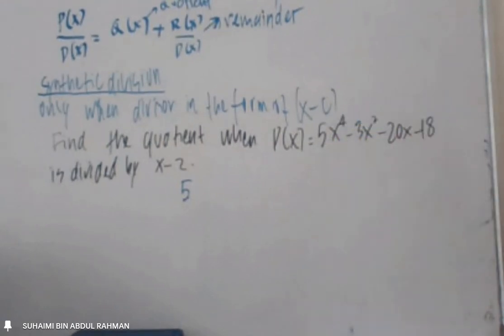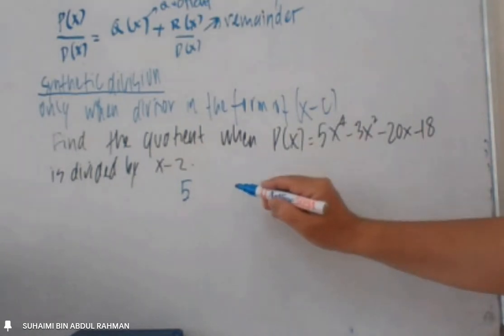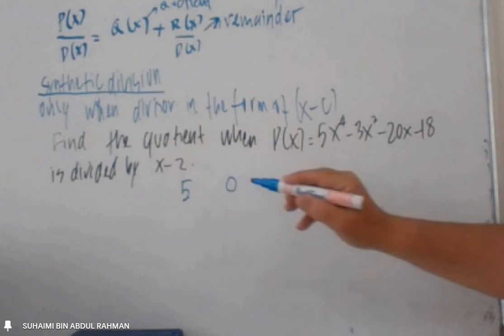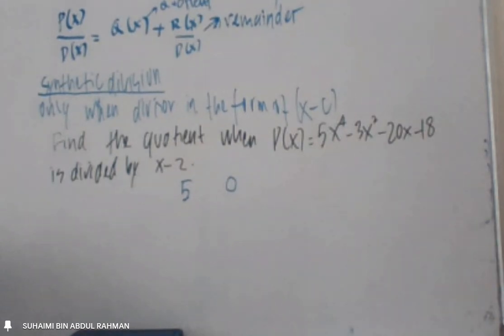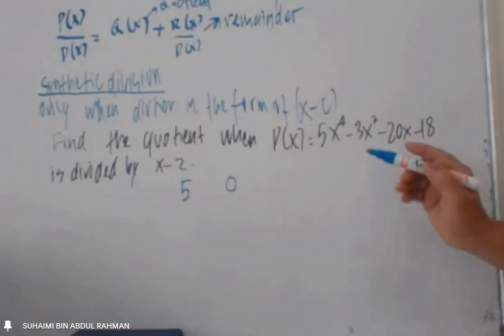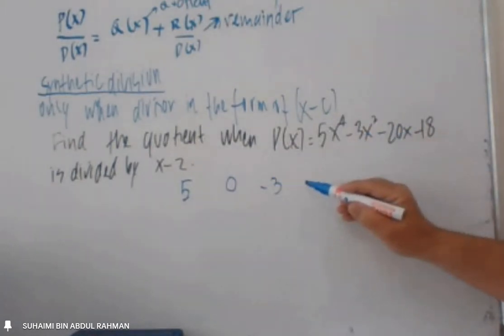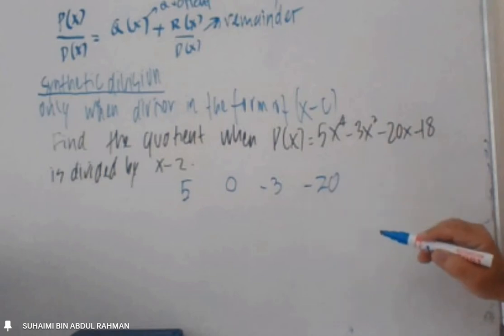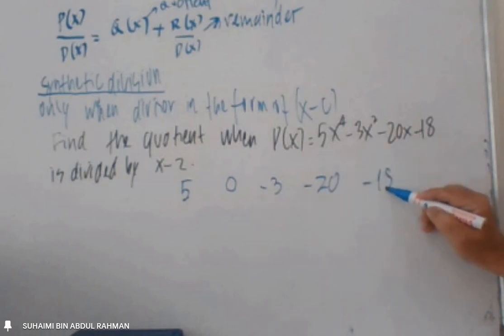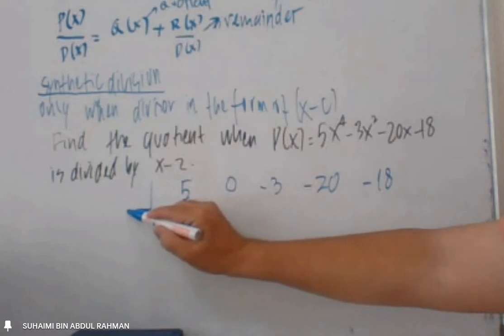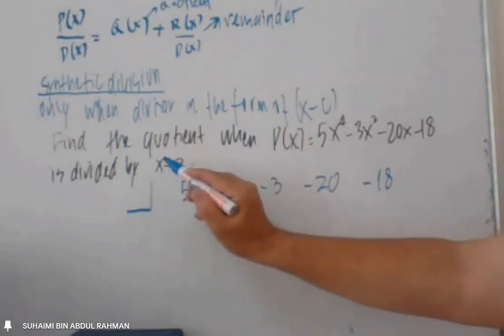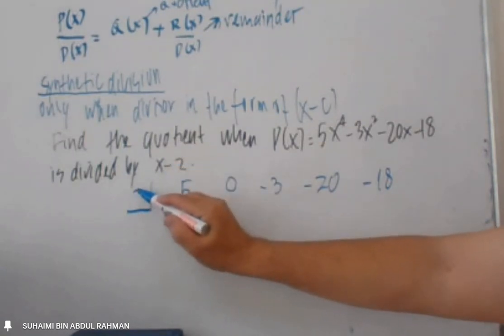When we look here, we don't have x to the power of 3. But we write down 0 as the coefficient of x to the power of 3. And then x squared, minus 3 is the coefficient. x, minus 20, the coefficient. And the last one is minus 18. What is the number supposed to be here? We make x minus 2 equal to 0, so x equals 2.